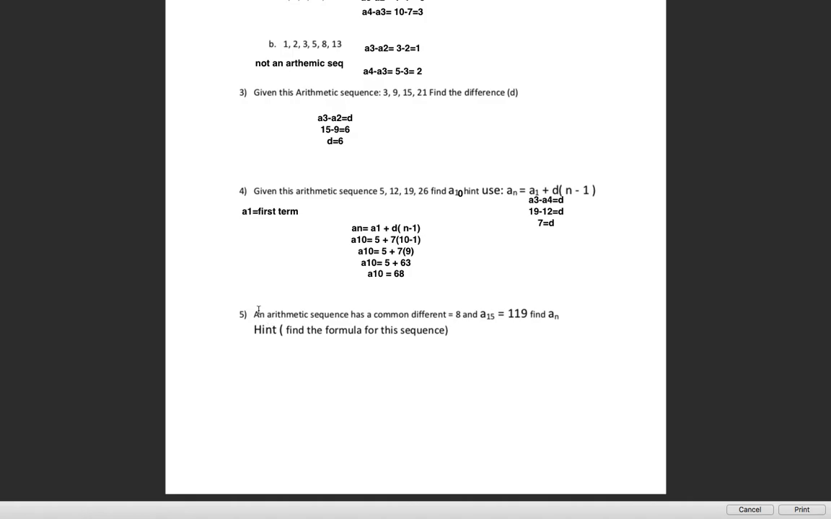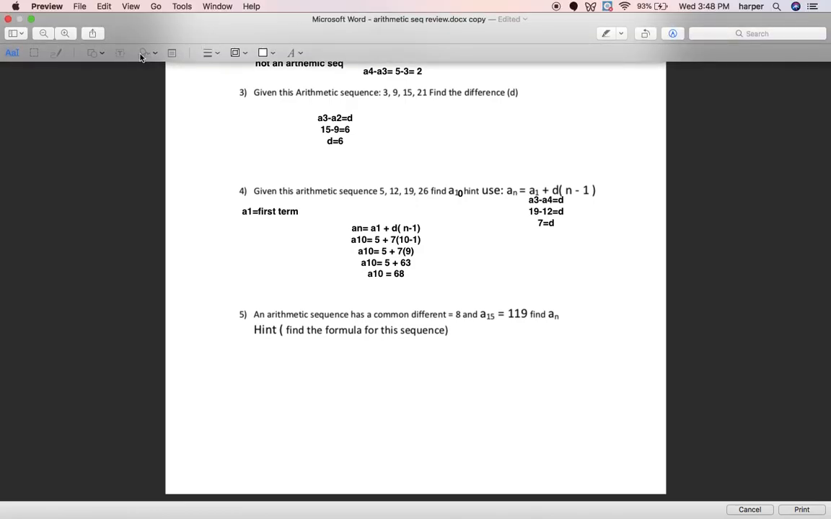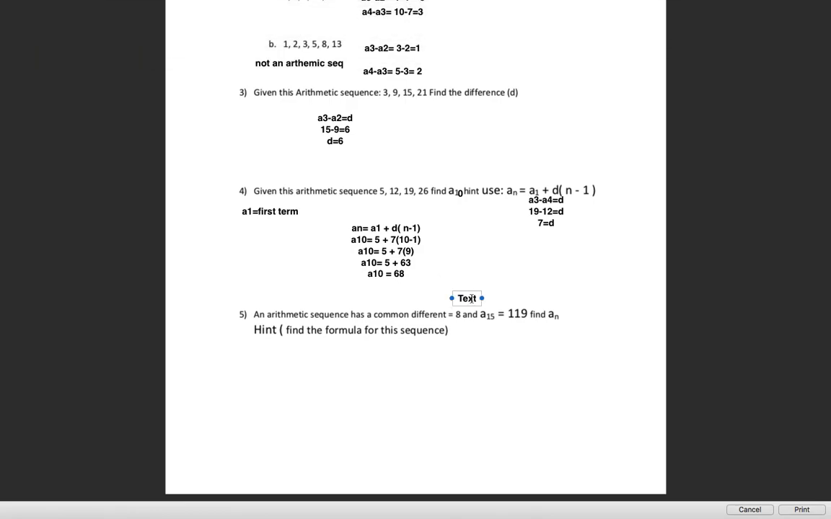An arithmetic sequence has a common difference of 8. Okay, that's really important information. And A15 is 119. Find an. So they want us to find this formula right here. Let's actually use that formula because that's what we're trying to find, and let's plug in all the information we know.